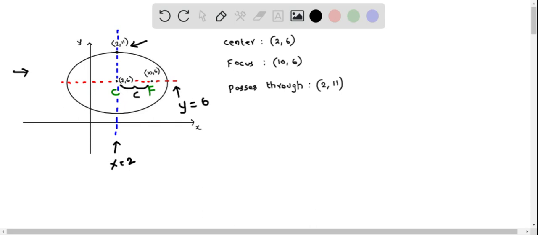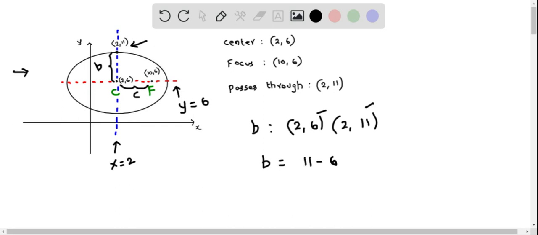In fact, this point (2, 11) is one of the co-vertices of the ellipse, and the distance between this co-vertex and the center of the ellipse we denote by the letter B. So we will first calculate B and C. B is the distance between the points (2, 6) and (2, 11). And since these 2 points lie on the same vertical line, x equal to 2, we can calculate B easily by finding the difference between 11 and 6. That is 11 minus 6 equals 5, and this is the value of B.